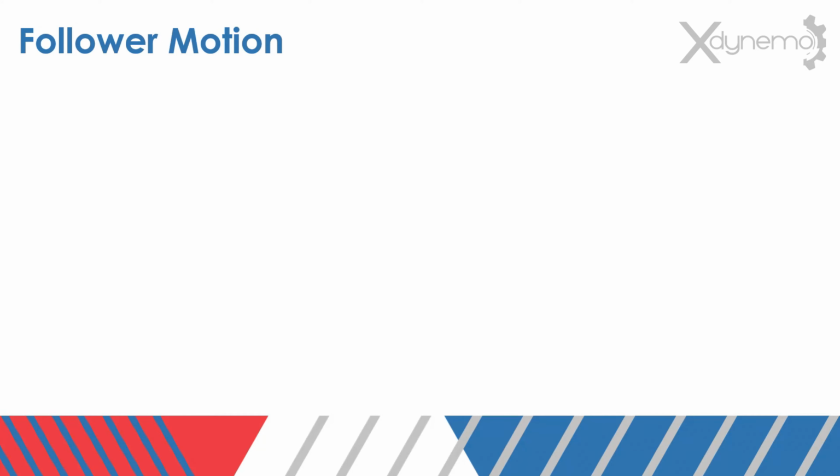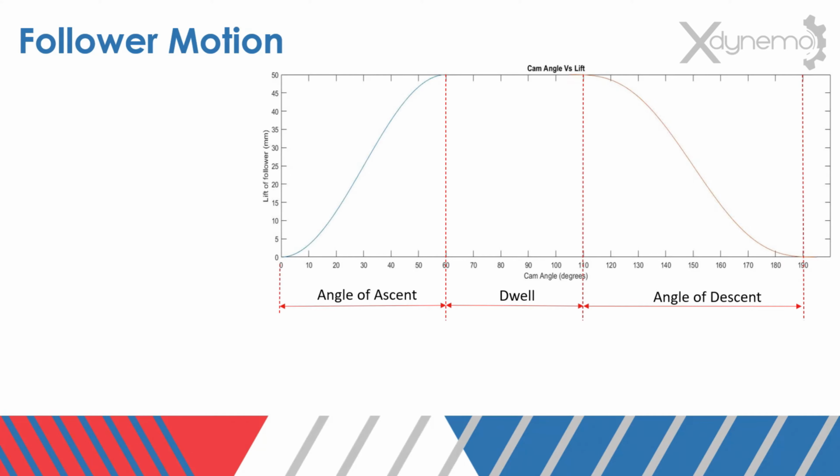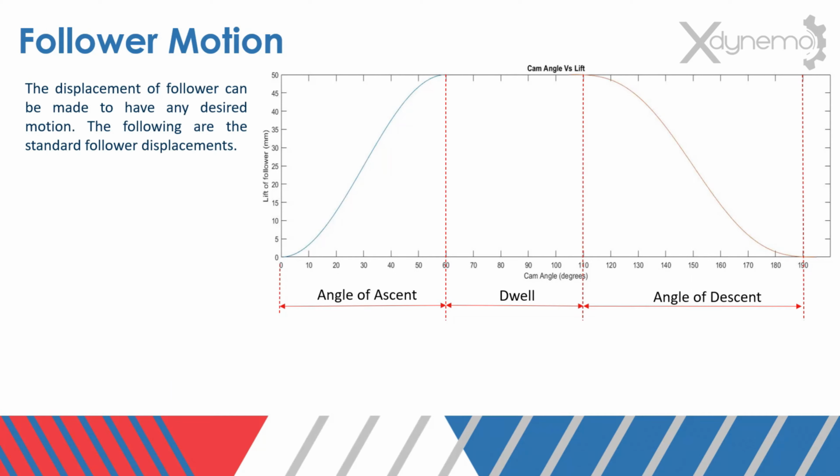Follower motion. Have a look at the graph showing the lift of followers with respect to CAM angle. The displacement of the follower can be made to have any desired motion. The following are the standard follower displacements: simple harmonic motion, uniform velocity, cycloidal motion, and parabolic motion.